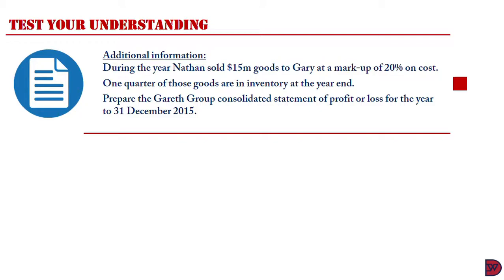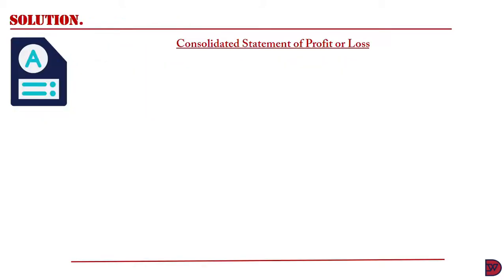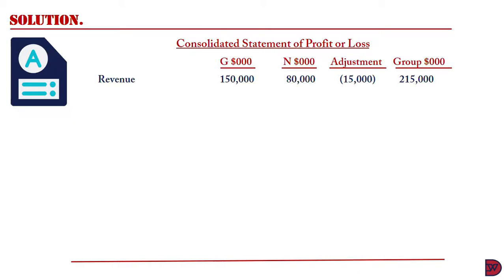So we have to prepare the Garrett Group consolidated statement of profit or loss for the year ended 31st December 2015. In the solution, for the consolidated statement of profit or loss, we have revenue of 150 million for Garrett, 80 million for Nathan. The adjustment, that is the amount of goods that Nathan sold to Garrett, we deduct it. Then the group will have a figure of $215 million.